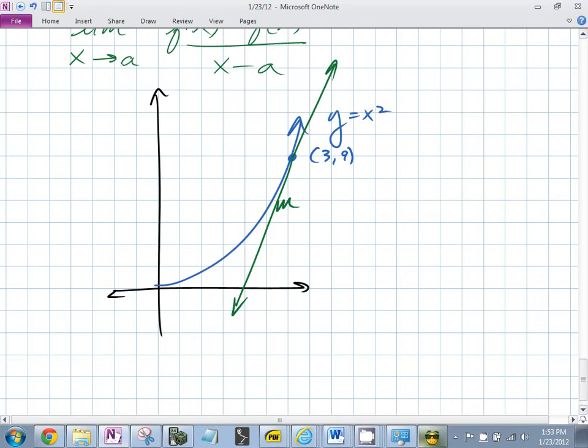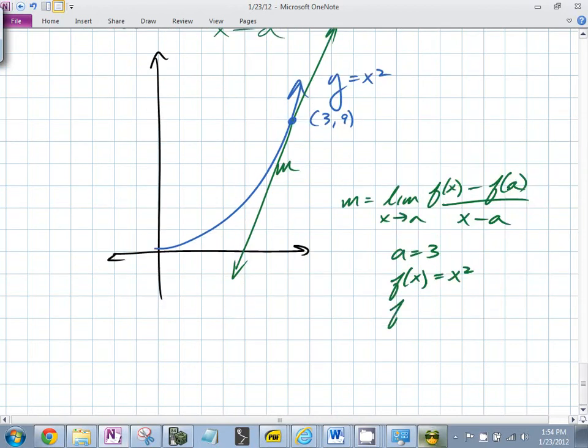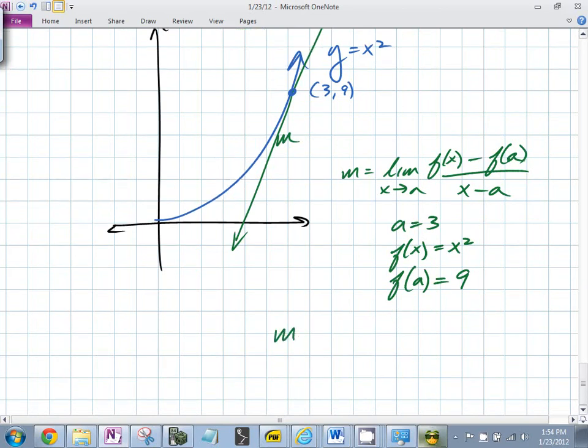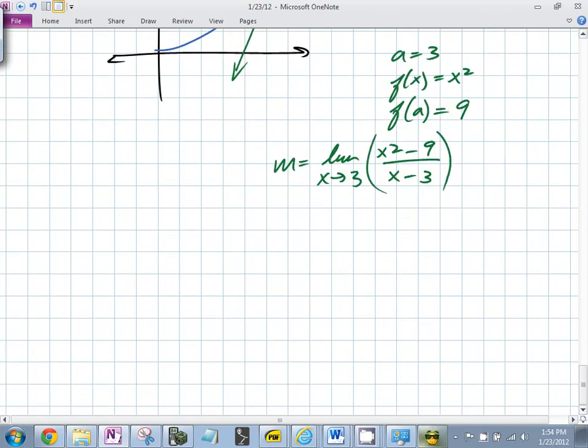Well, we're going to use the limit method we just used. M is equal to the limit as x goes to a of f of x minus f of a over x minus a. In this case, a equals 3, f of x is x squared, and f of a is 9. So now we fill in the blanks. M is the limit as x goes to 3 of x squared minus 9 over x minus 3. This is a limit which we can solve. What would be your method of attack? Factor.